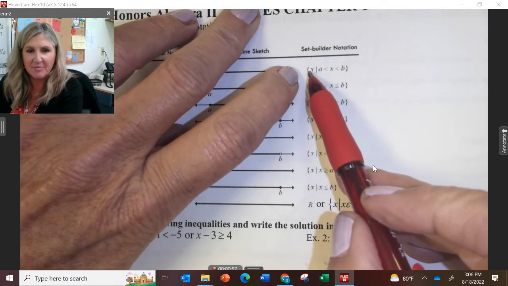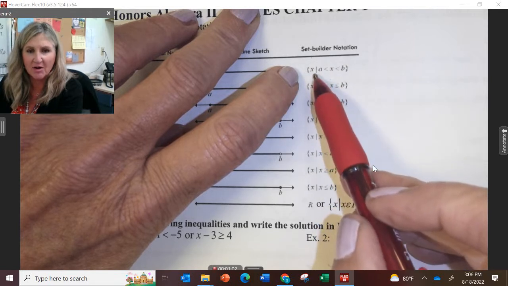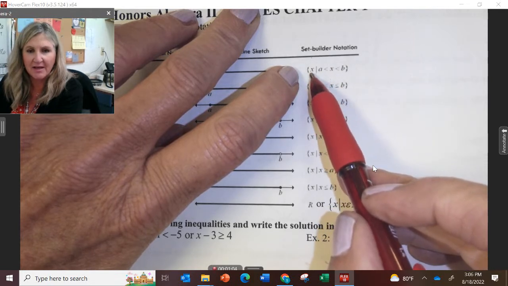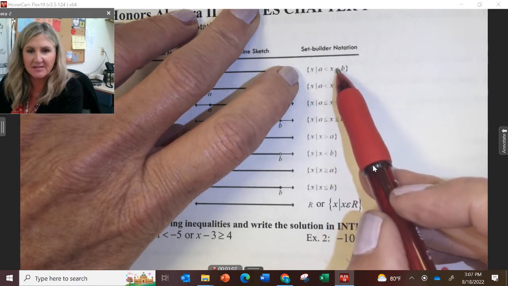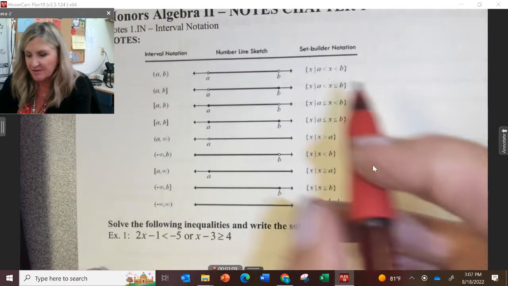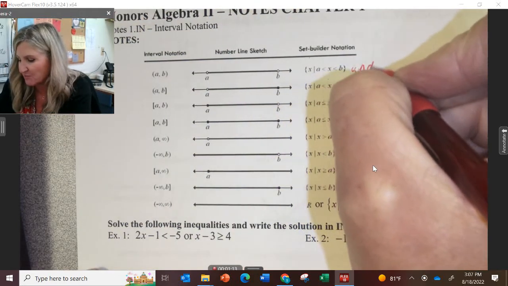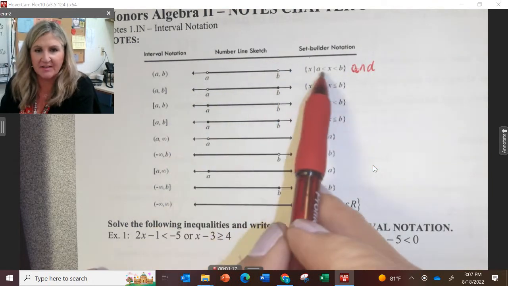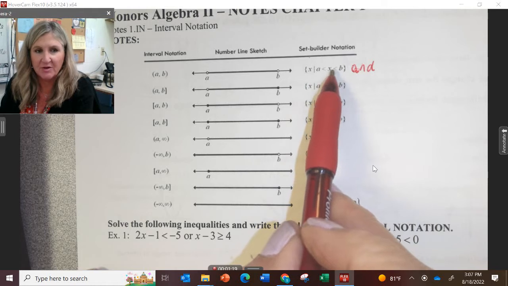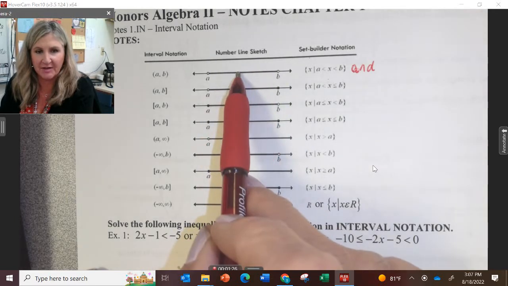This is called set builder notation. When we add on these types of parentheses and this bar, this is just read as all x's such that x is greater than A and x is less than B. This is known as a conjunction, and it's also known as an and problem. So what it means is that in order to satisfy this, both of these things have to be true. X has to be less than B and X has to be greater than A. So all those values in there.